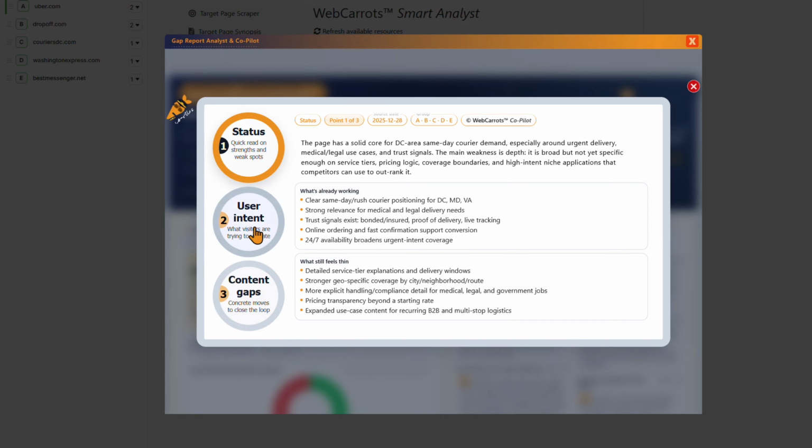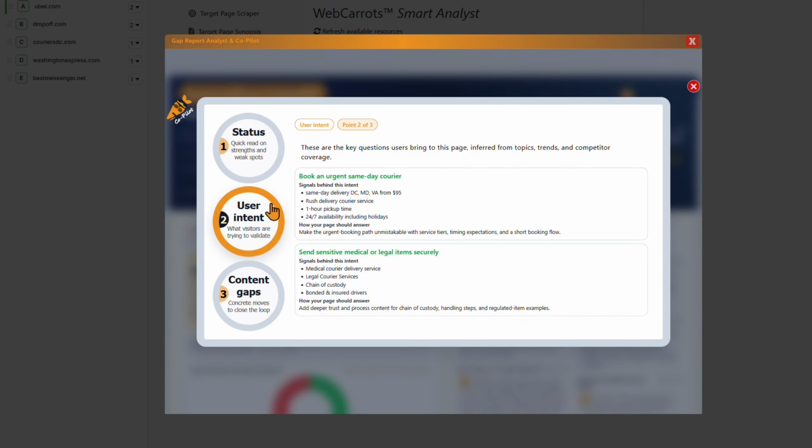Next is the user intent section. This section explains what visitors are really trying to confirm when they land on the page. It is not just about keywords. It is about the question behind the search. For example, one user intent may be, book an urgent same-day courier. The signals behind that intent may include same-day delivery, rush courier service, 1-hour pickup time, and 24/7 availability. Co-Pilot then explains how the page should answer that intent. Make the booking path obvious, explain the timing, and show the user exactly how to take action.